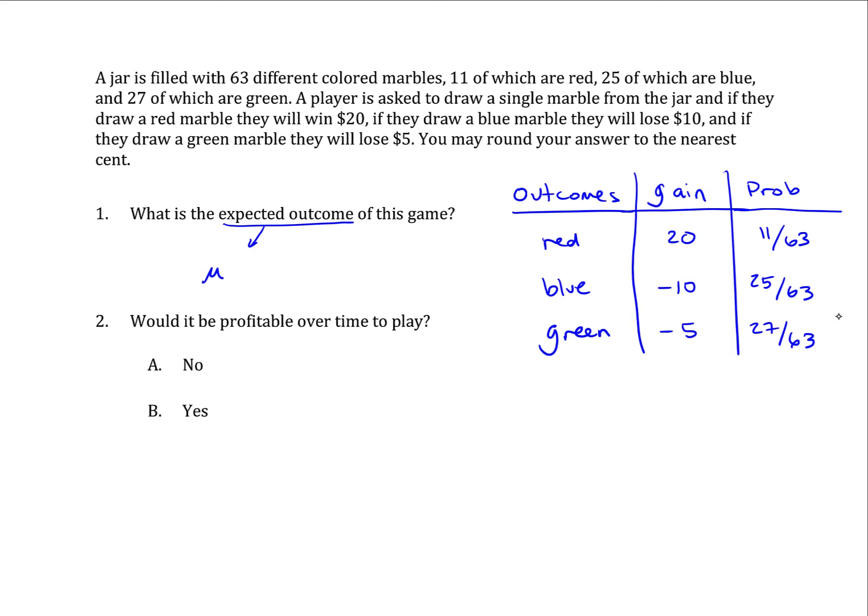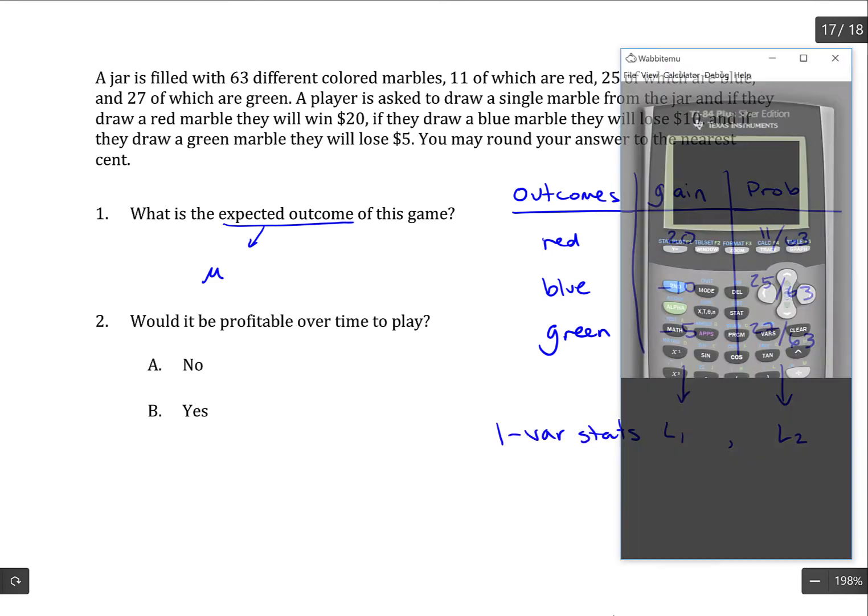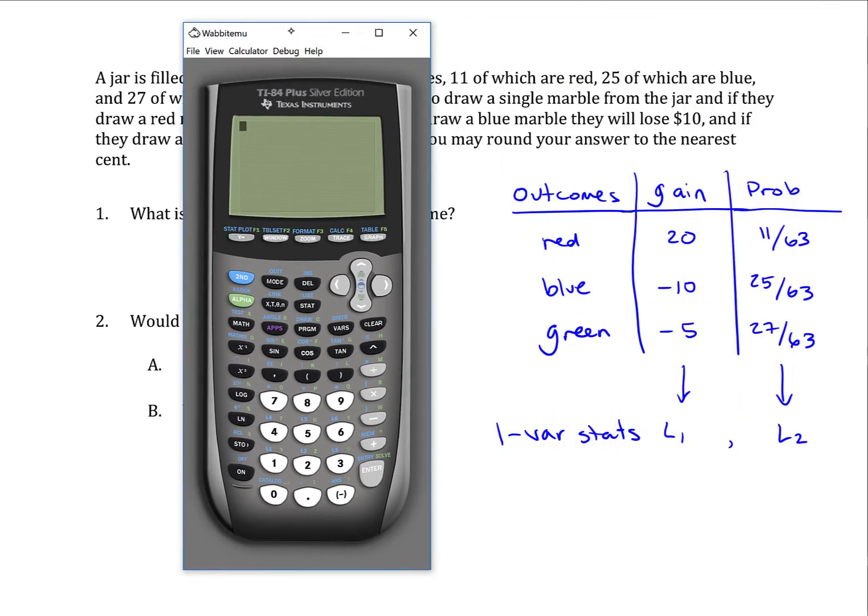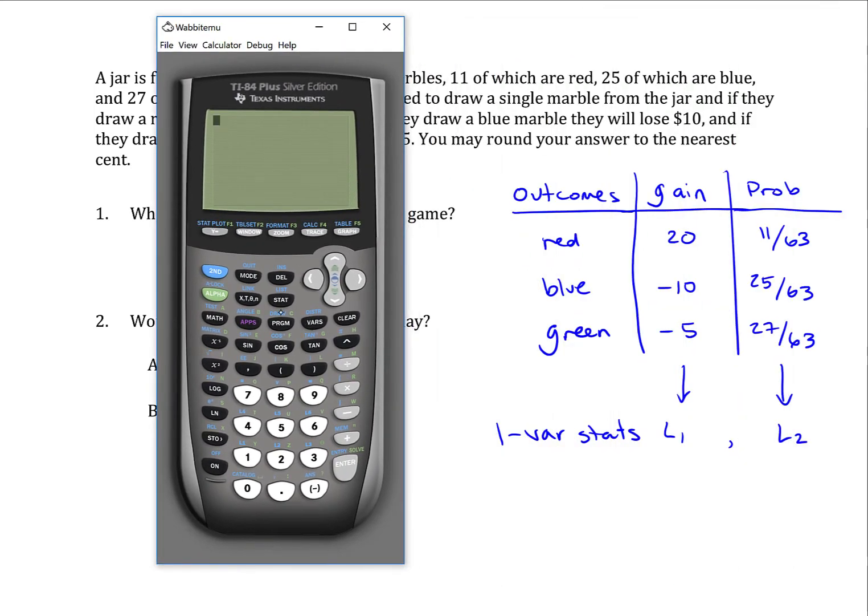What is the expected outcome of this game? So for the expected outcome, we will list the different outcomes as their gains, and that will go into L1. Probabilities always go into L2 when we do the one-var stats program. So let's start putting our information into the calculator. Go into the list editor first. If you have anything in the list editor, clear it out.